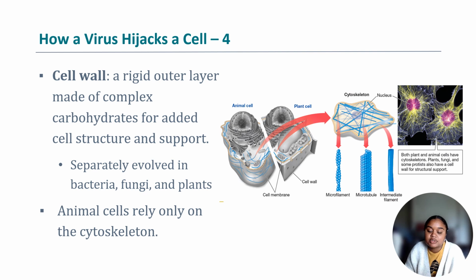So the cell wall. The cell wall is, again, like I said, for plant cells, and it's outside of the cellular membrane, and it allows for rigidity and more structure, which we need for plants. It's found only in bacteria, fungi, and plants. It's not going to be in animal cells. Animal cells only need a cytoskeleton.